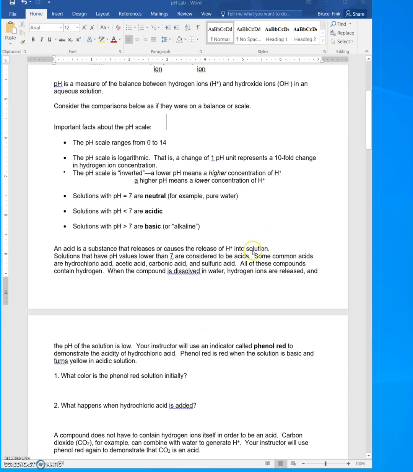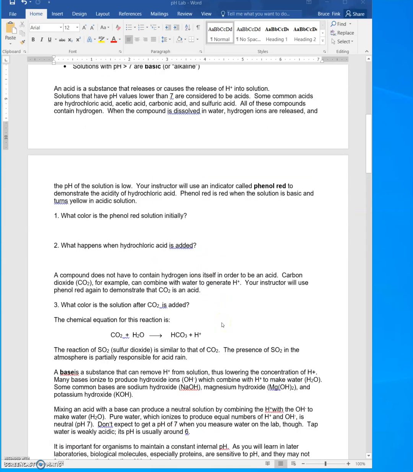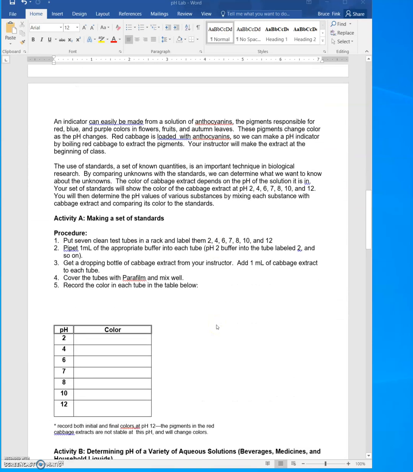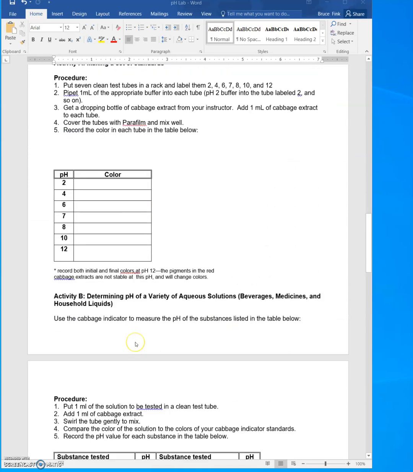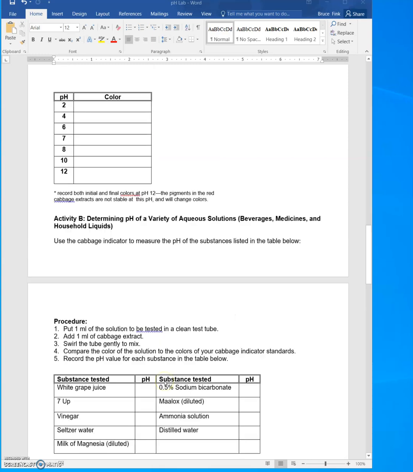I'll scroll down until you get to number 1. Please do not submit the directions with the lab. Just the questions, their answers, and the tables that you will be completing. And there's the table for activity A and the table for activity B. So the questions, answers, and the 2 tables are what you will be submitting.